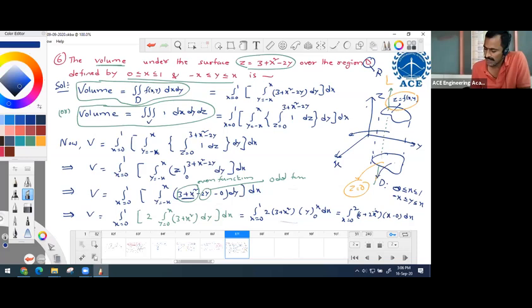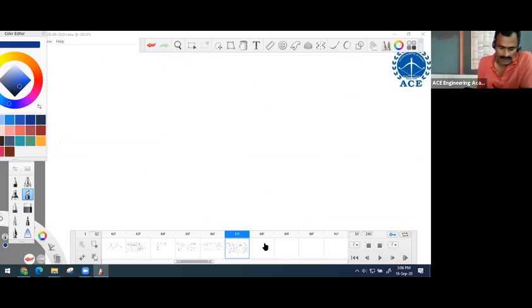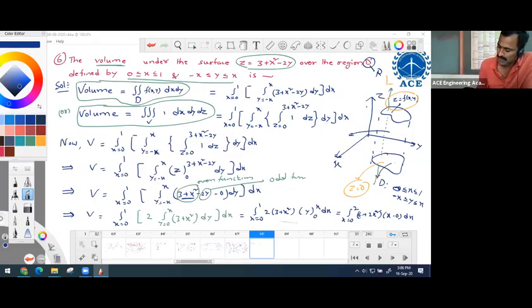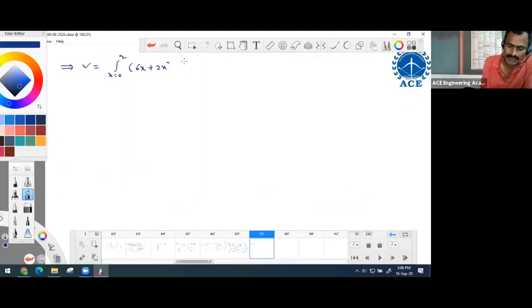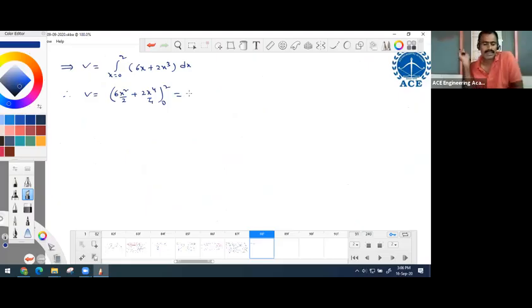Finally, we require the value of this integral, which implies V equal to the integral x equal to 0 to 2 of the function 6x plus 2x cubed dx. Therefore, V equal to 6x square by 2 plus 2x power 4 by 4 from 0 to 2. We'll get the answer.